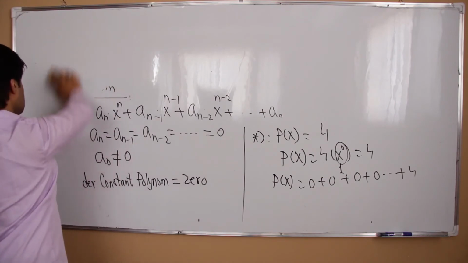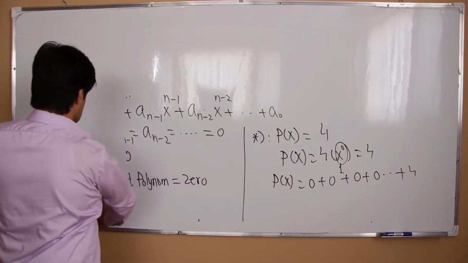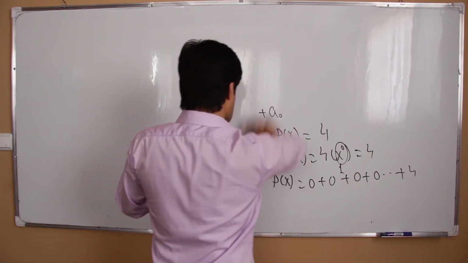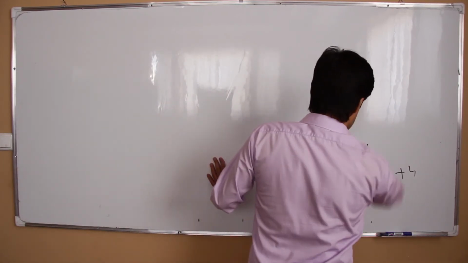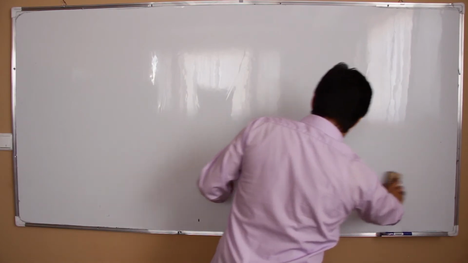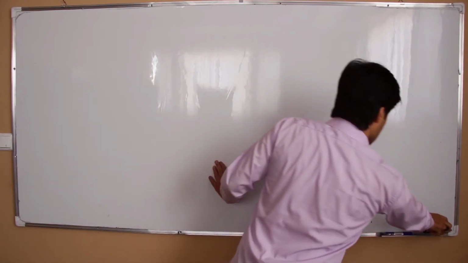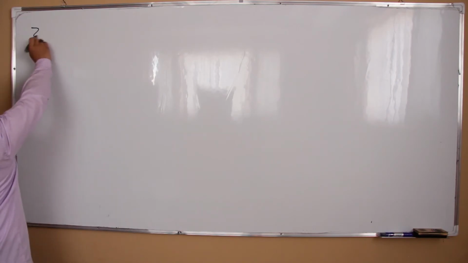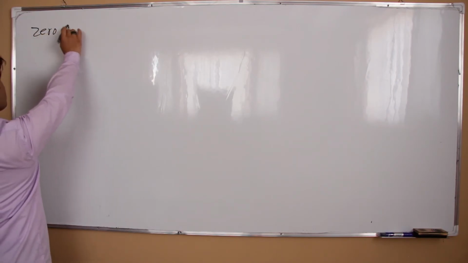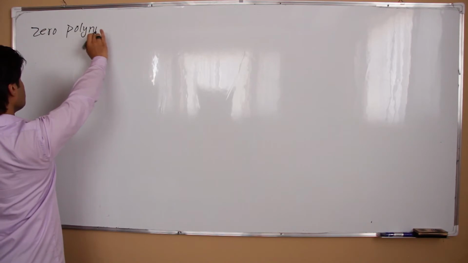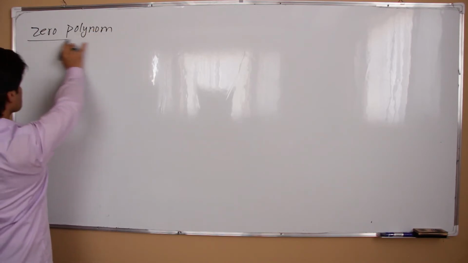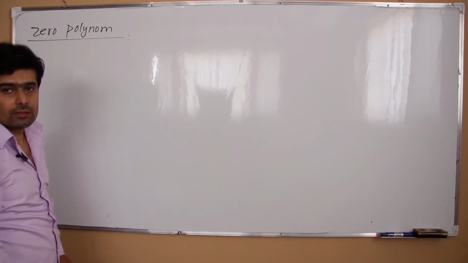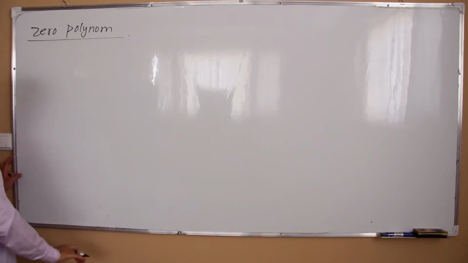Now come to the 0 polynomial. In a 0 polynomial, all the terms are 0, and the degree is not defined. When is it a 0 polynomial? When we have zeros of polynomial. Zeros of polynomial is something else. Now, what's a 0 polynomial?